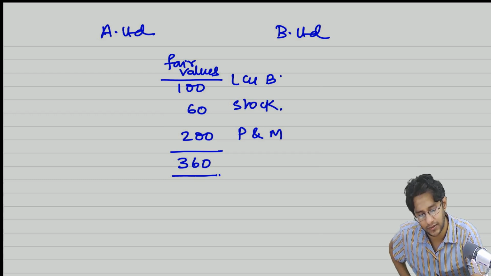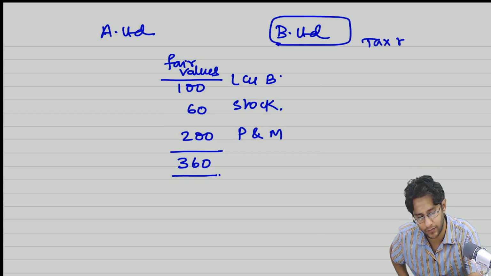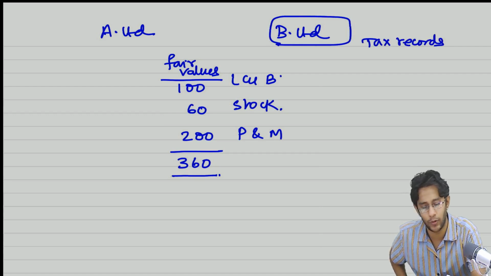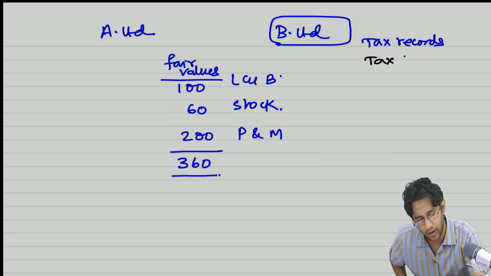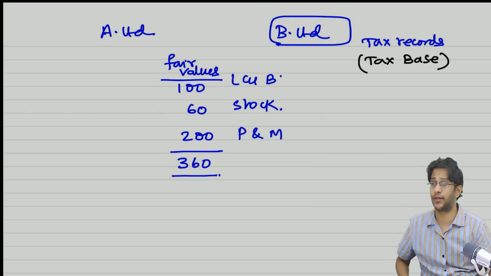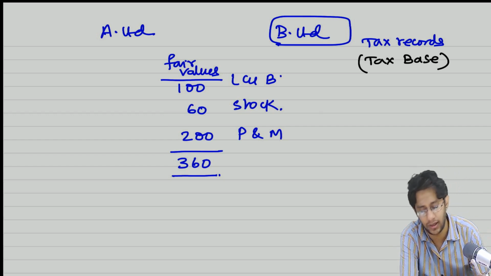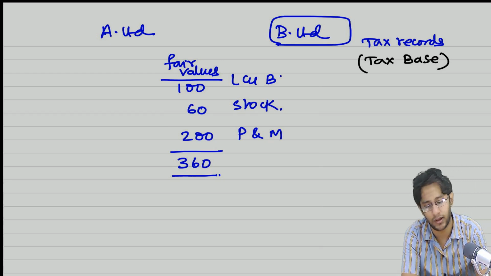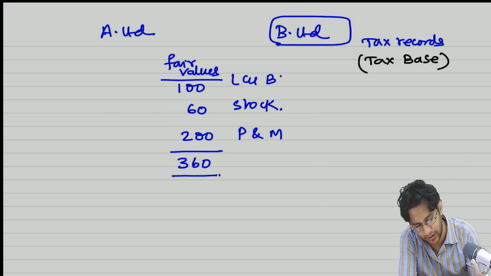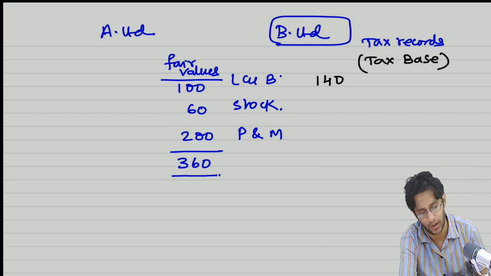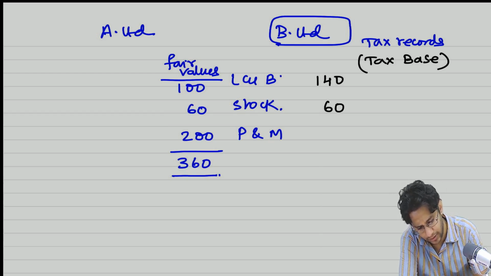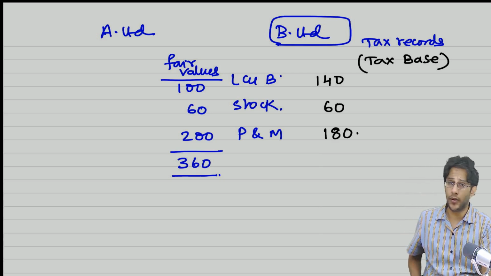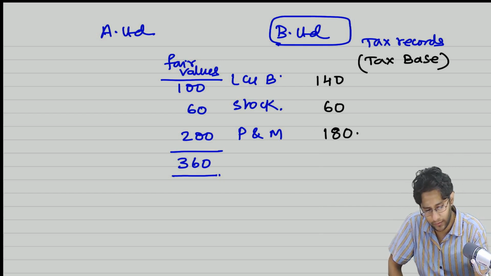Now, in B Limited's tax records, what amounts are there? These amounts, in our Ind AS 12 language, you call the tax base. So for the land and building, even though its market value today is 200, according to the income tax point of view, its value is 140. Stock value, for convenience, let's assume it at 60. Plant and machinery value, let us say it is 180. Now, these 140, 60, 180 are the tax base.